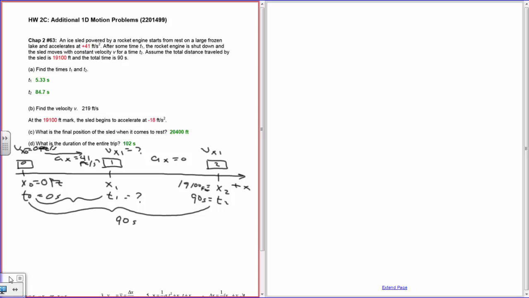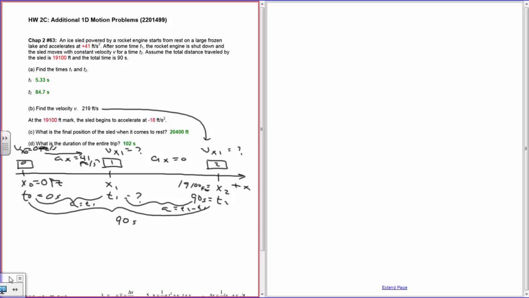And in fact, that's part A. Time 2 is this difference in time right here. So this is also part A. What I'm calling time 2 is 90 seconds, but they don't actually want that. They want T2 minus T1, and they want T1. That's from part A. And then find the velocity, and that's going to be this velocity. That's for part B.